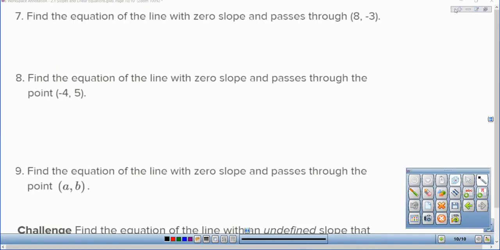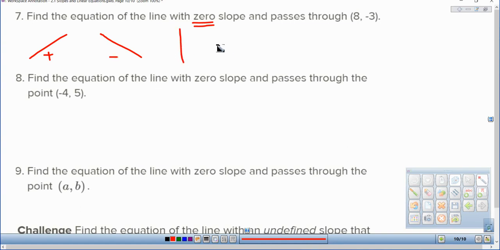Okay, let's look at a couple special situations, some other examples that can help you out. Find the equation of line with a 0 slope. Okay, let's think about that. Looking at our notes, is this a 0 slope? No, that's positive. This is a negative slope. This or this, which one is a 0 slope? Well, hopefully you remember that this one is undefined. It's this one that's the 0 slope.